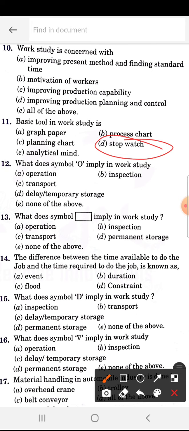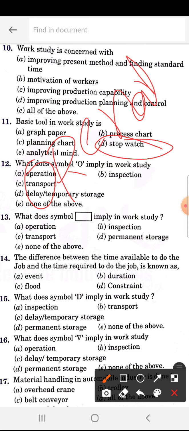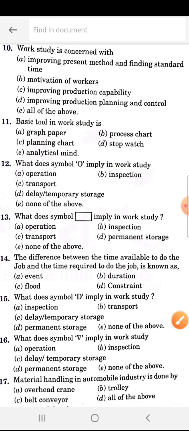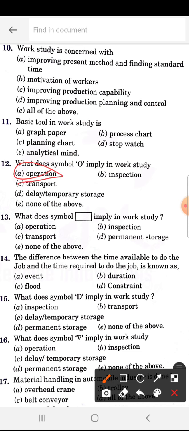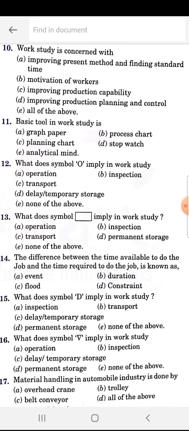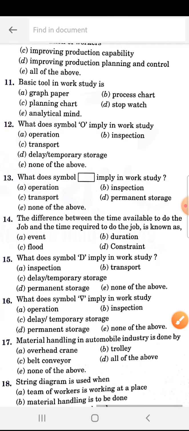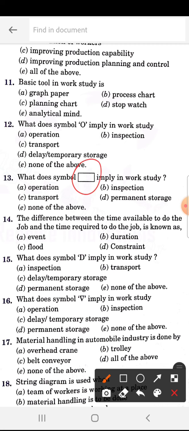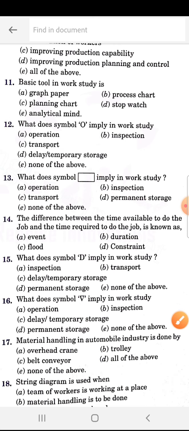What does the symbol O simply imply in work study? O means operation, so it will start with O. Operation is the correct answer. Next, this symbol is a rectangle, or sometimes they will give a square. The symbol shows what? Inspection. So this one we will use for inspection, remember like that.